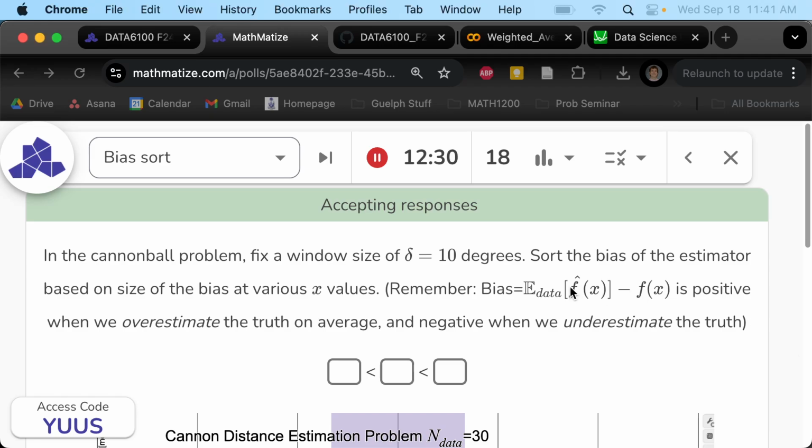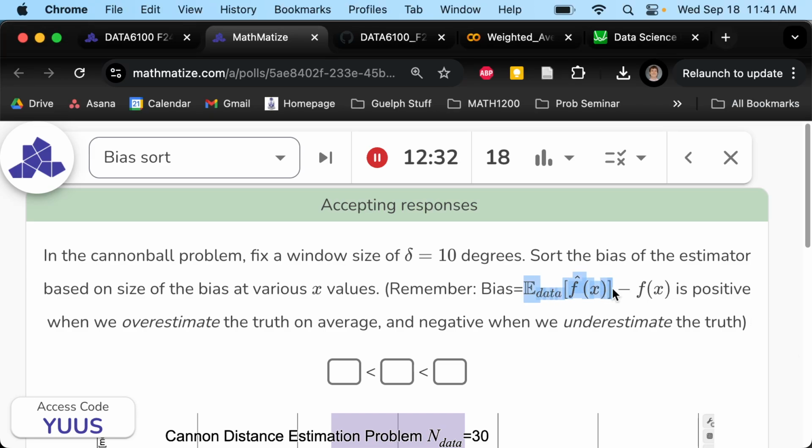So once again, the bias is what we do on average minus the true value. That can be positive if we're consistently overestimating. If we always make a number that's too big, or most of the time we make a number that's too big, then the bias will be positive. If we're consistently underestimating, then it's negative.